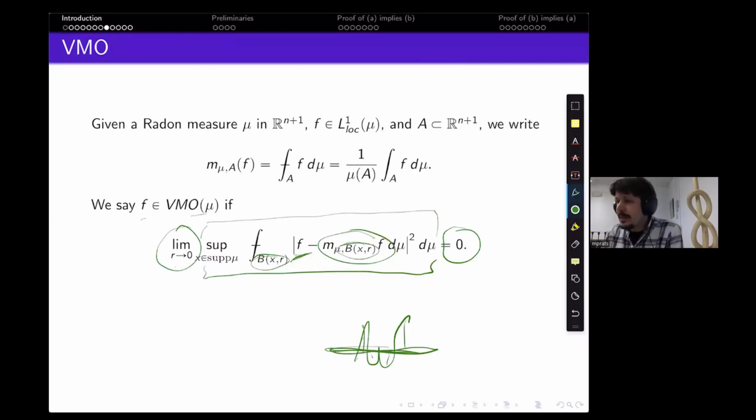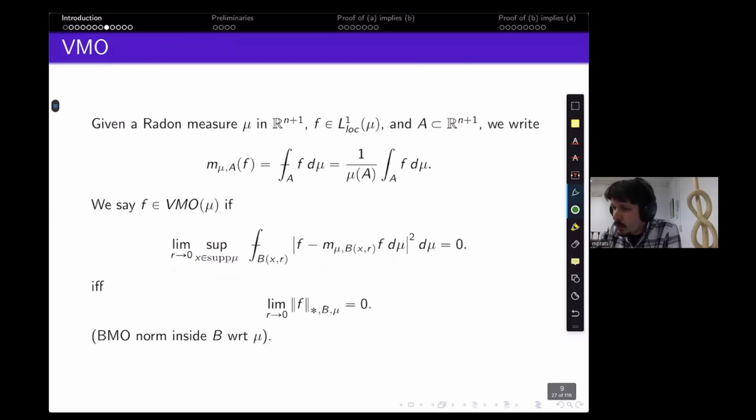And you see that when the radius goes to 0 uniformly, you have this quantity going to 0. You can also write this in the following way. This is the VMO norm inside the ball with respect to mu. Of course, this is with respect to mu. Sorry, this shouldn't be here. And here, for every ball, or every cube, inside the ball B, this quantity is smaller than this constant. And now this constant, when you go to 0, is smaller and smaller. This and this are the same.